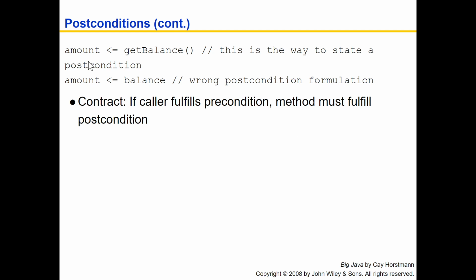So here we can use amount is less than or equal to getBalance. This is the postcondition. And the contract is: if the caller fulfills the precondition, the method must fulfill the postcondition. So if you already have a positive bank account and you're putting in a positive deposit, there's no way you can be negative, right?